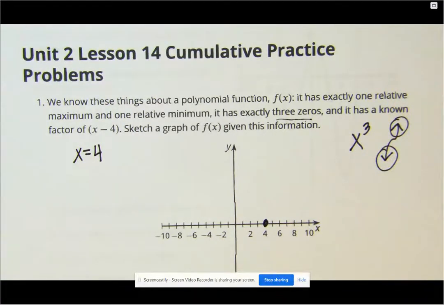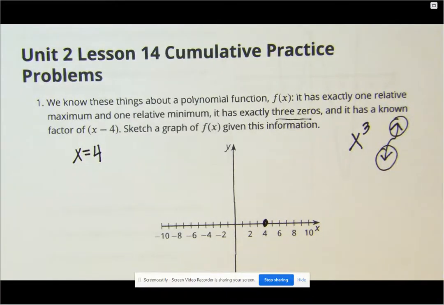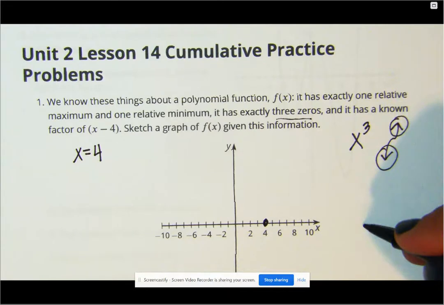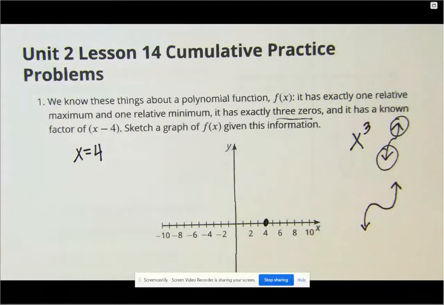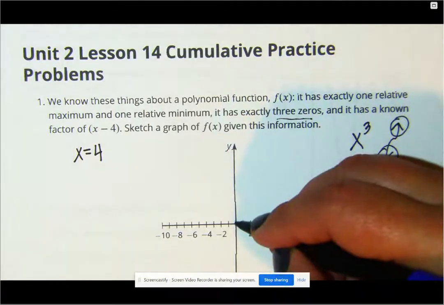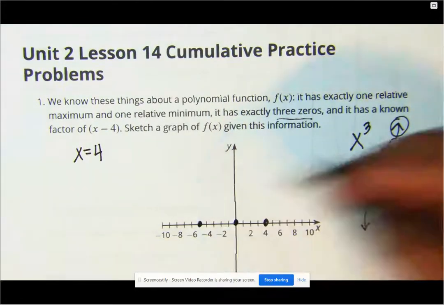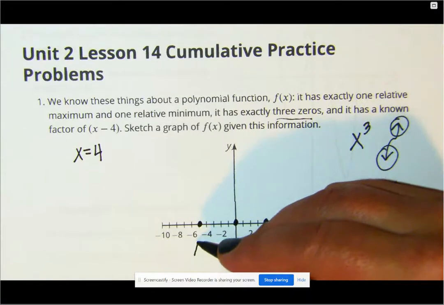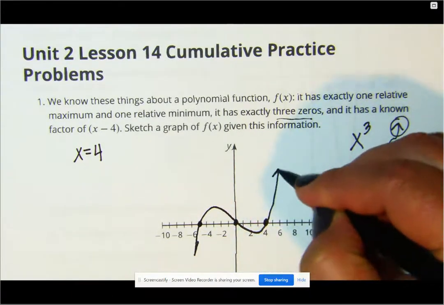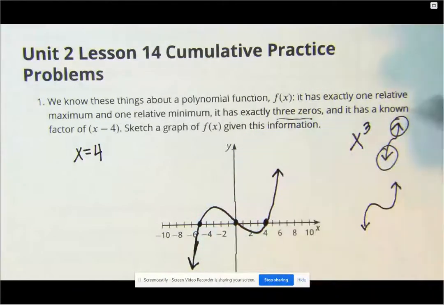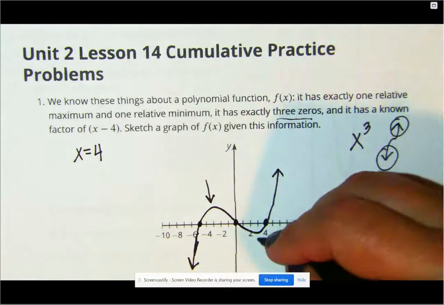And it says it has one relative min and max. So in my head, ahead of time, I'm kind of imagining that it's going to look something like this. It's going to touch 3 places, and it's going to have one relative min and one relative max. Where I put those other zeros doesn't really matter. And I'm just going to make up a couple of places here. Okay? And then it's going to go up, down, back up. There's the relative max. There's the relative min.